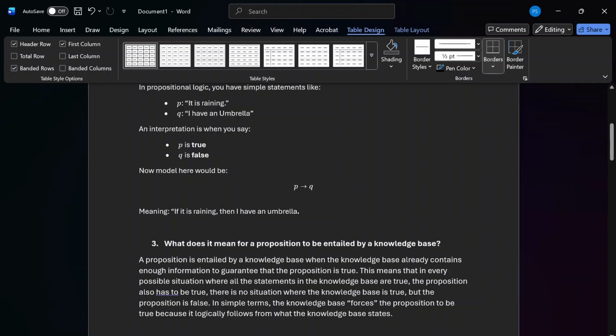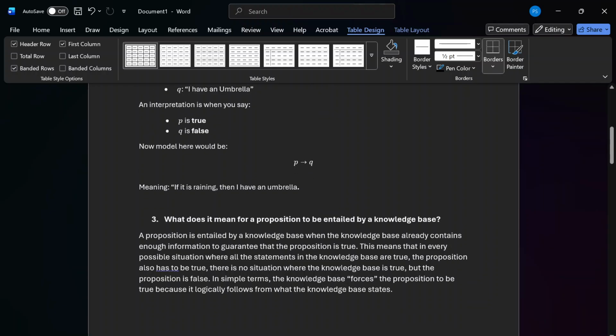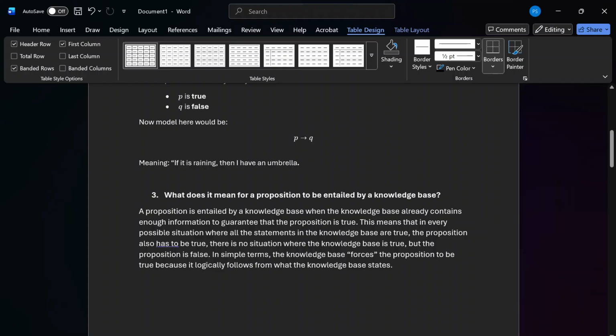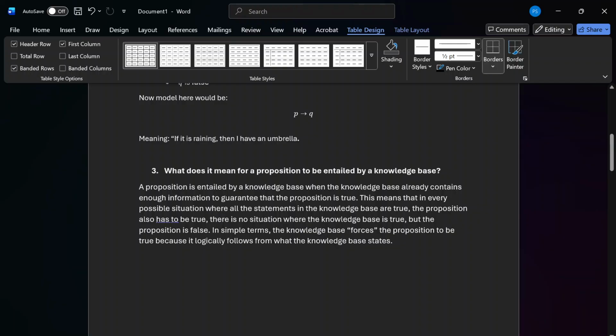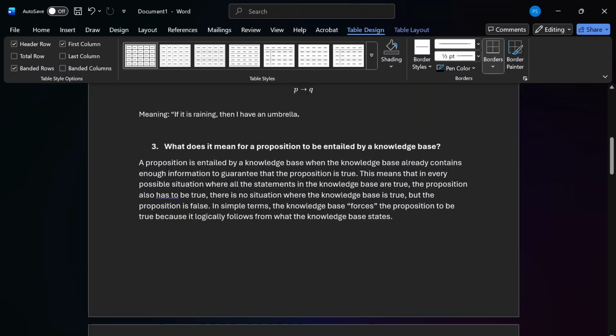Third question was about entailment and what a knowledge base means. A knowledge base contains enough information that guarantees that the proposition is true. This means that in every possible situation where all statements in the KB are true, the proposition must be true. It just forces the proposition to be true because the logic follows.